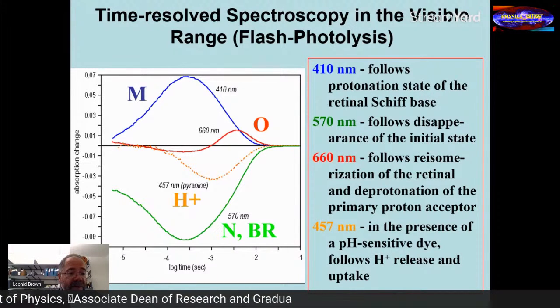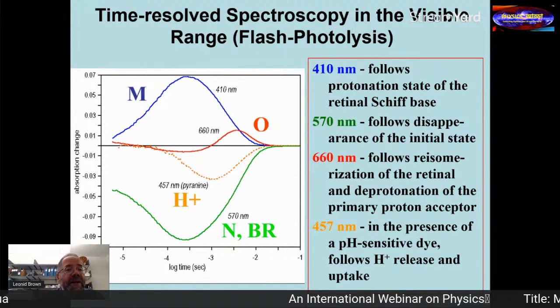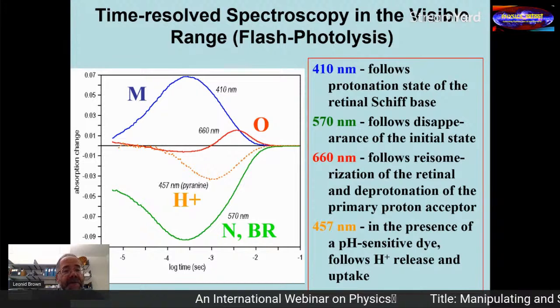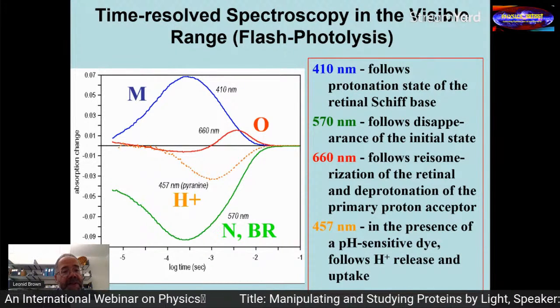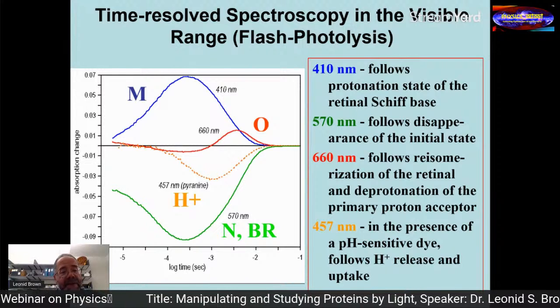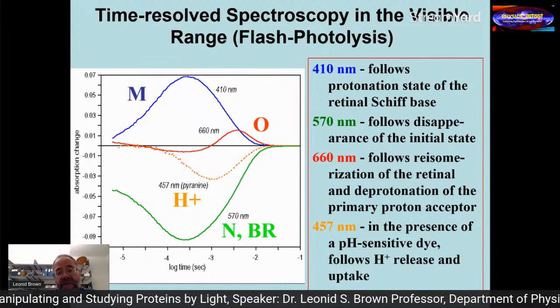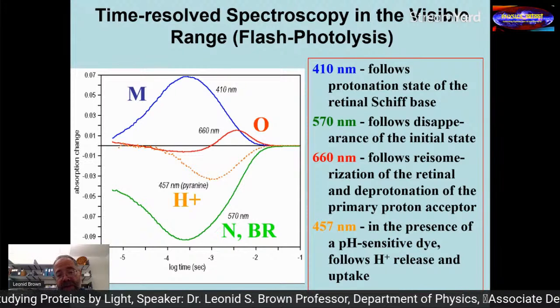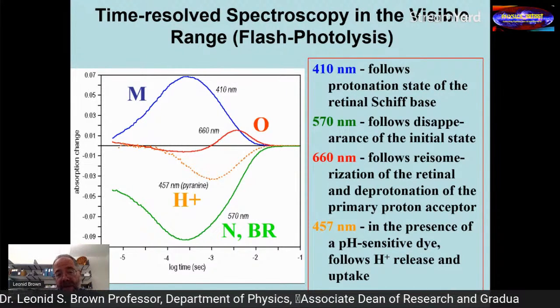At time 0, we have a laser flash, a green laser. And here we are looking at the difference. This is difference spectroscopy, right? If the signal is positive, something is forming. If the signal is negative, something disappears. I give you just a few examples of how following these kinetics at different wavelengths can give you lots of information about the protein.